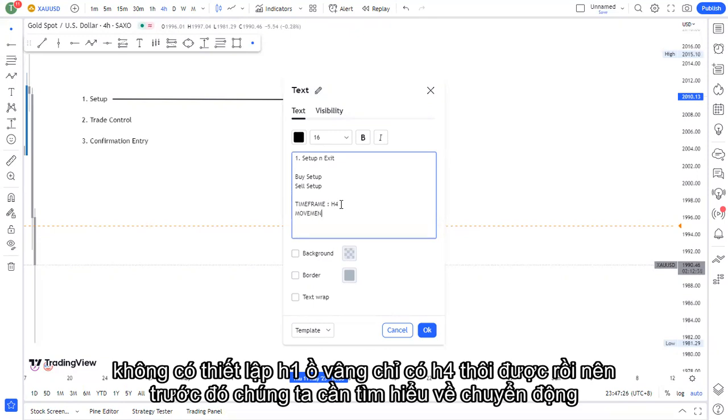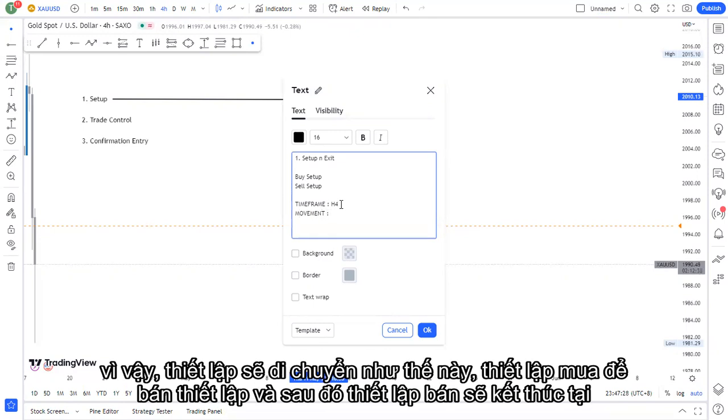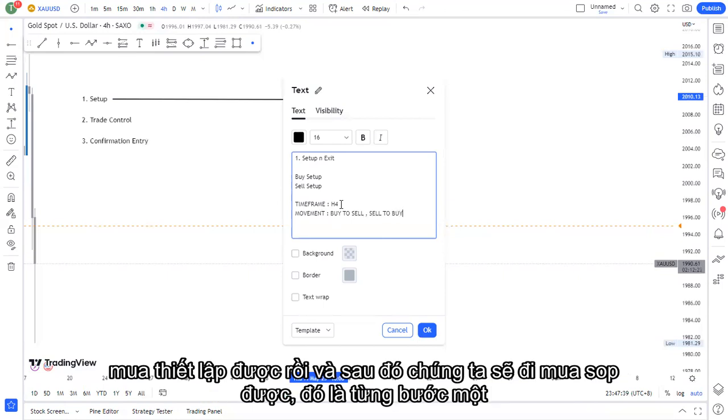Before that, we need to learn about the movement. Setup moves like this: buy setup to sell setup, and then sell setup will end at buy setup. After that, we are going to go for the SOP, which is step by step.